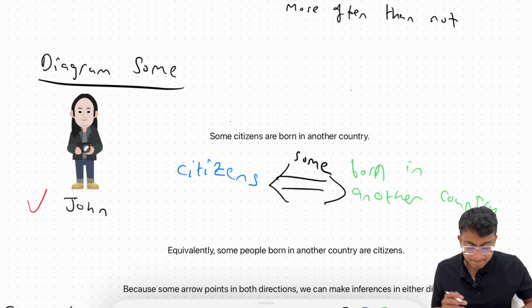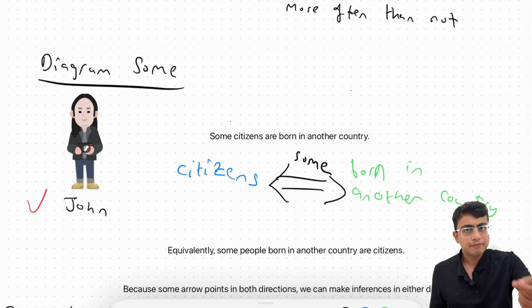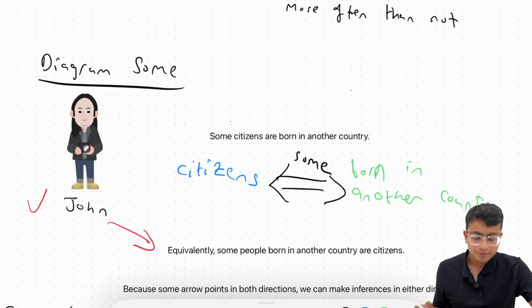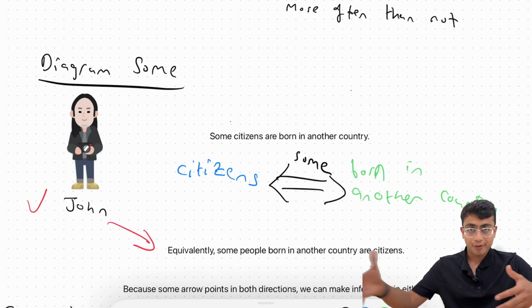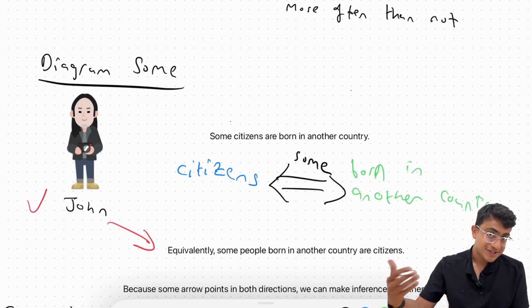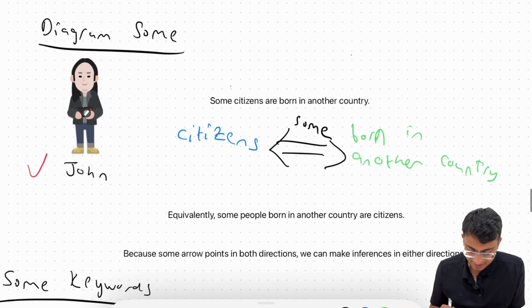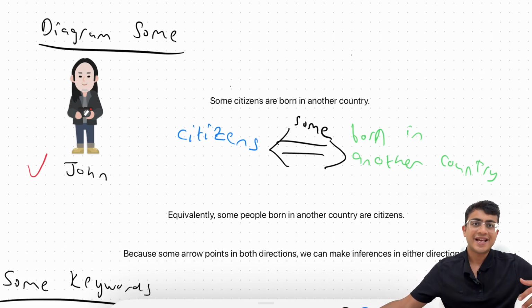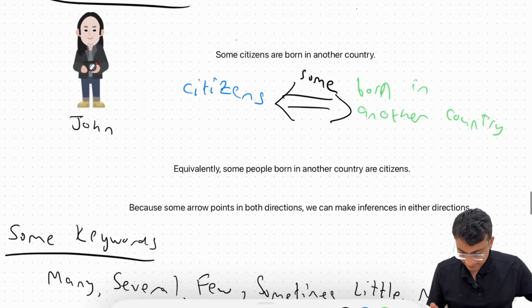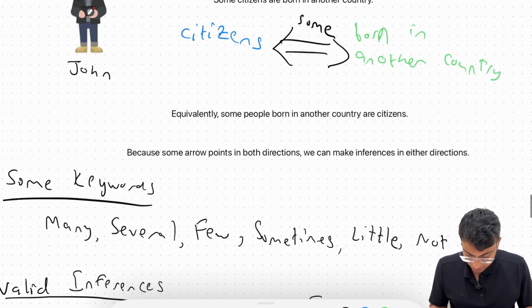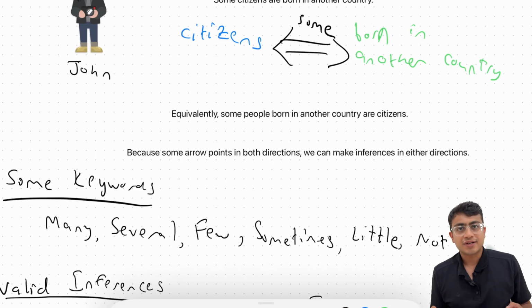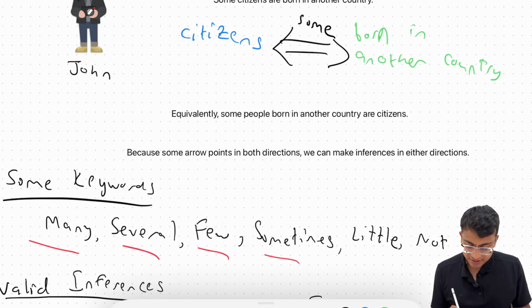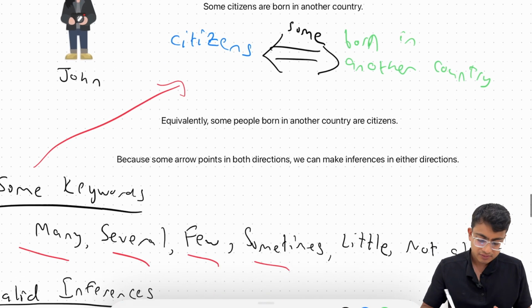Equivalently, we can say that some people born in another country are citizens, because the burden of proof is at least one. So I can just use John again to prove this statement. He is someone born in another country and who is a citizen. So that's why, because the some arrow points in both directions, we can make inferences in either direction. And just as usual, there are many words that trigger a some diagram. Many, several, few, sometimes, they will, not all. They will all trigger the same some diagram.